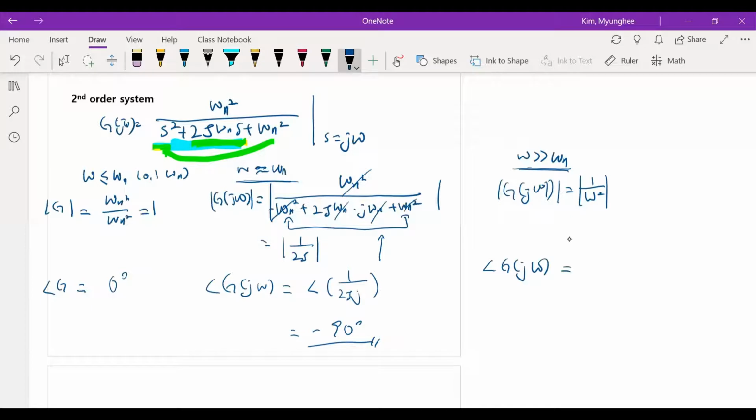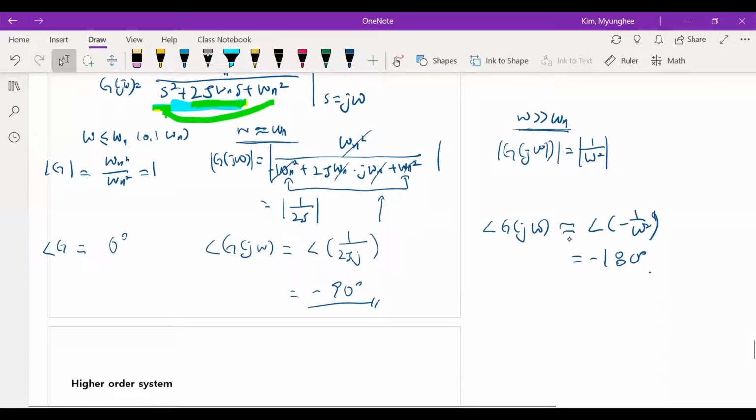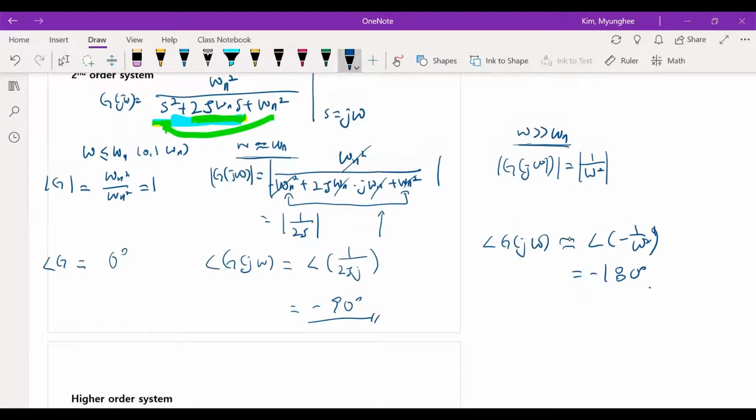So we have something like this. Then also another characteristic is that because now we have ωn square, it means that the decay level will be negative 40 decibels per decade.